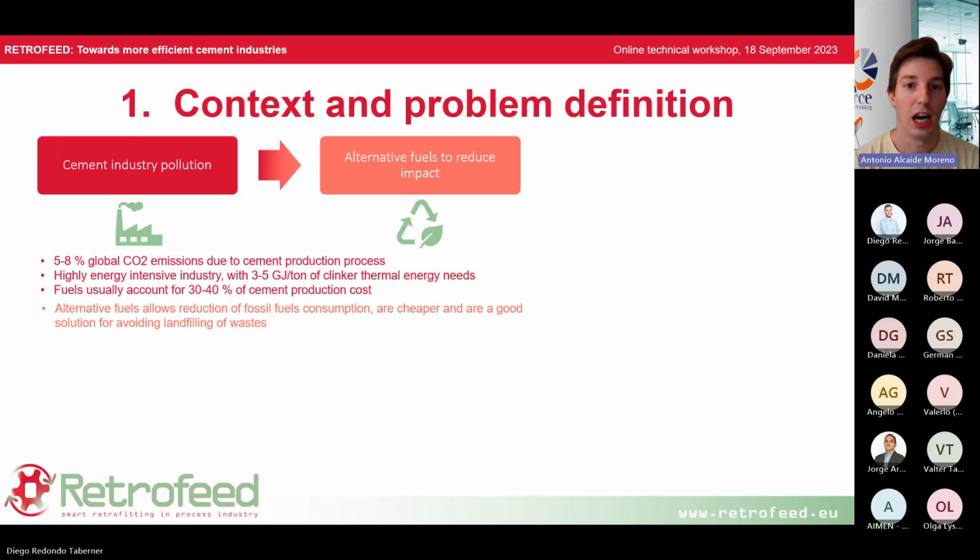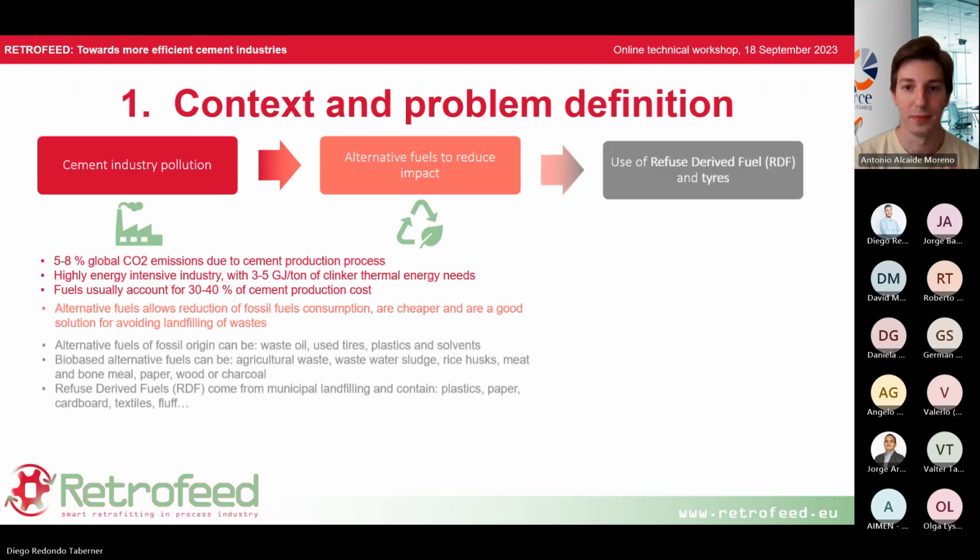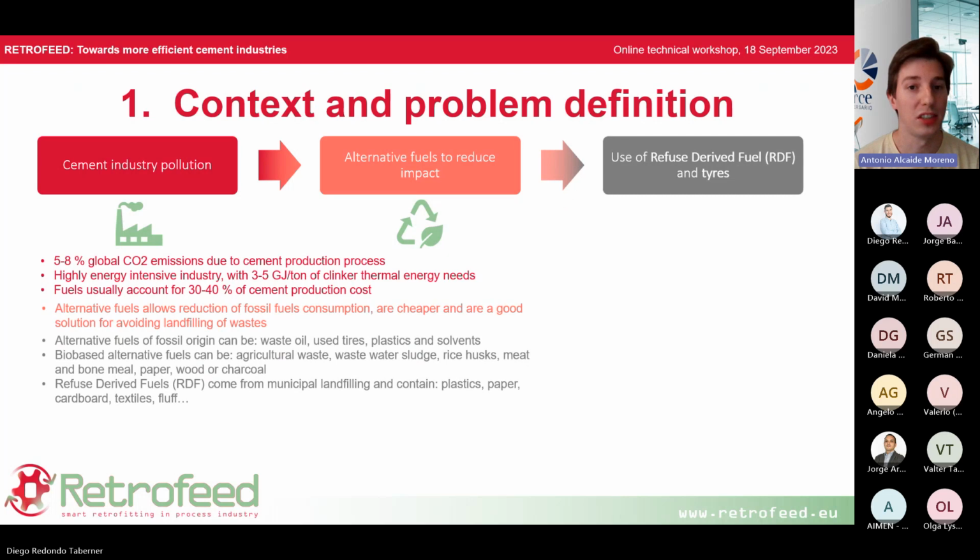face these challenges. Alternative fuels are a very good way of accomplishing these goals, as my fellow Roberto told in the previous slides. Alternative fuels allow the reduction of fossil fuel consumption, are cheaper, and also a good solution for avoiding the landfilling of wastes. Of these alternative fuels, the ones that were used in this demo site are refuse-derived fuels and also tires.